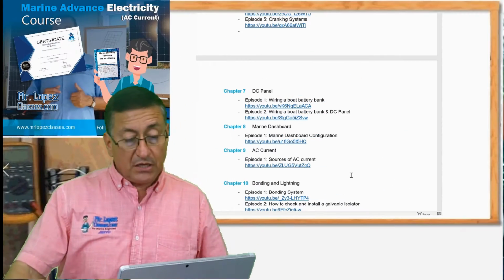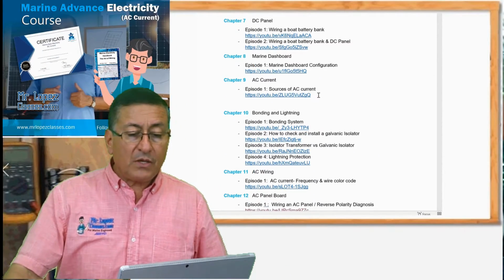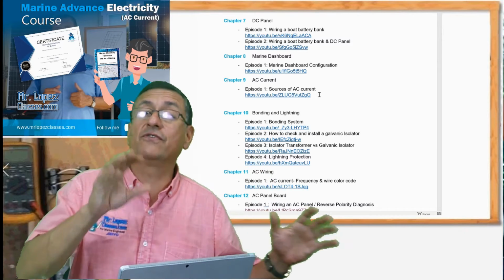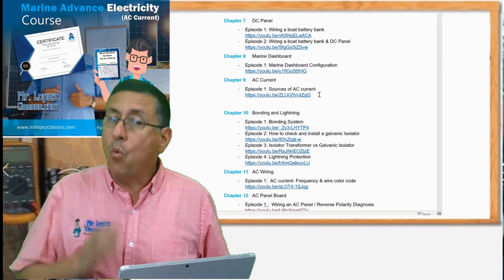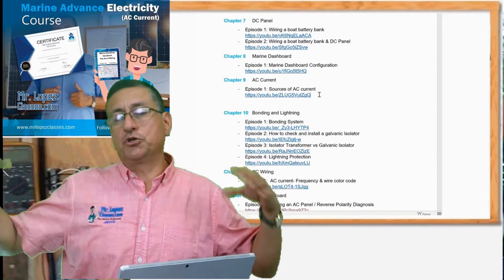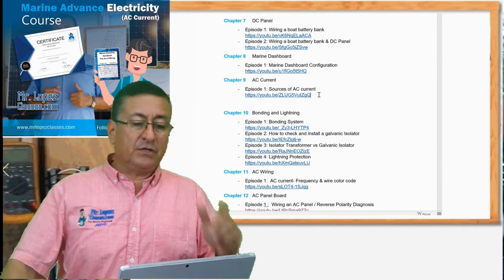In advanced electricity, we are going to start with the AC current. We are going to analyze the different sources of AC current that you have in your boat, one by one: the inverter, the generator, the shore power, and this is chapter 9.